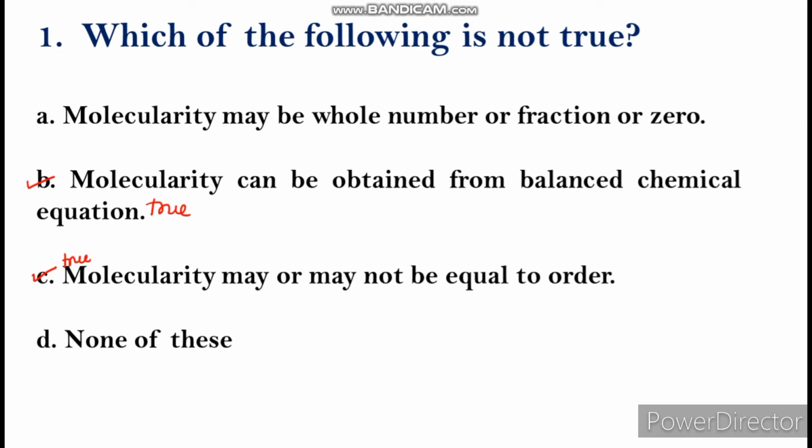So option B, molecularity can be obtained from balanced chemical equation. That is true. Molecularity tells you how many moles of reactant molecules are taking part in the reaction, so it's obviously obtained from balanced chemical reaction. But molecularity may be whole number or fraction or zero. Now this is wrong. Why? Molecularity tells you how many reactant molecules are taking part in the reaction. The number of reactant molecules taking part in the reaction cannot be a fraction, right?